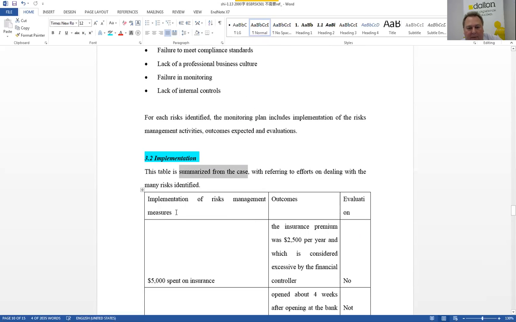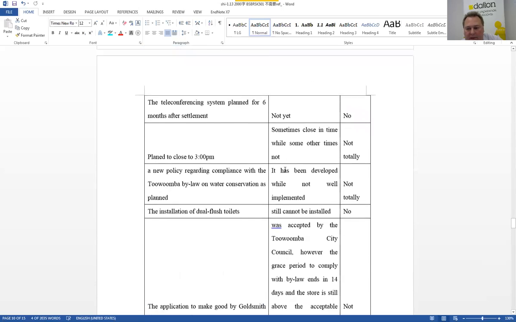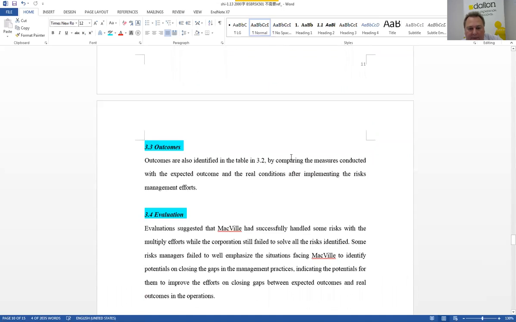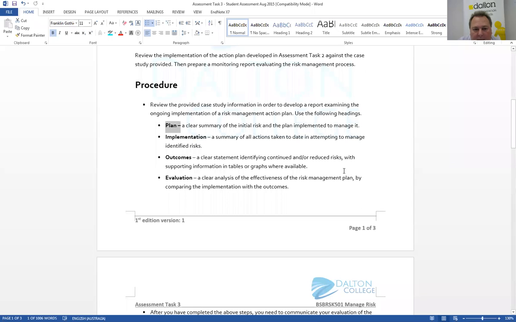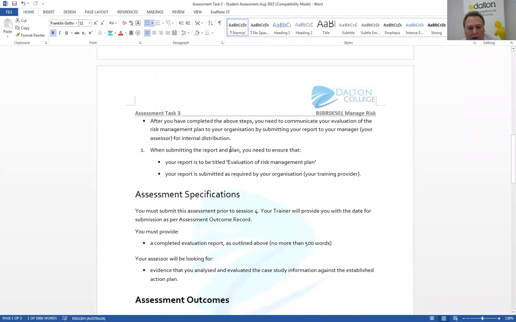You've got your plan, but this is implementing it, putting it into practice, basically. That's what implementation is. Introducing it in the real life scenario. Okay, now we'll go back to the assignments. Go back to the question. There it is. So we've covered these key areas: plan, implementation, outcomes, evaluation.